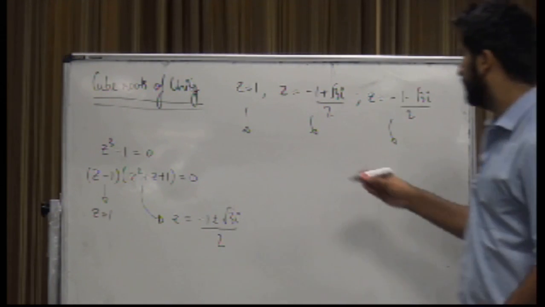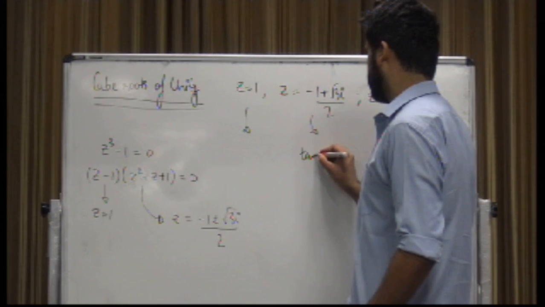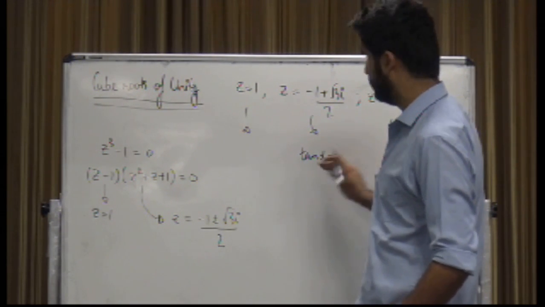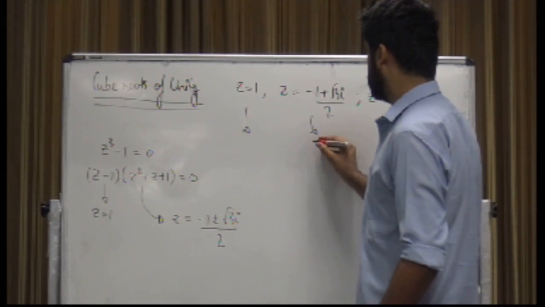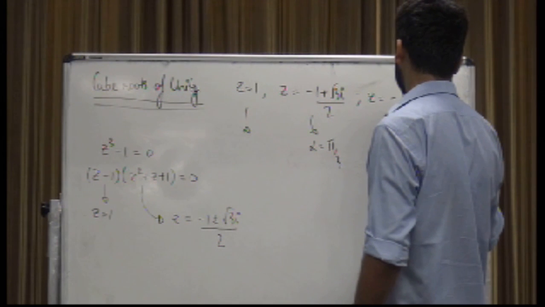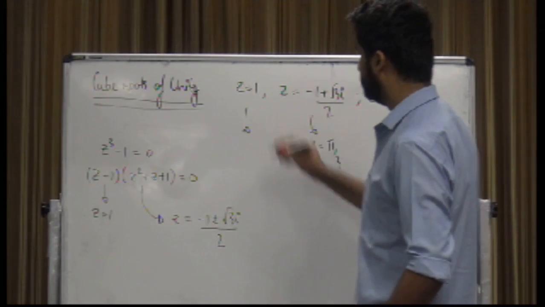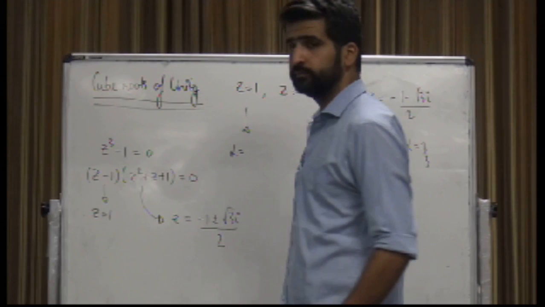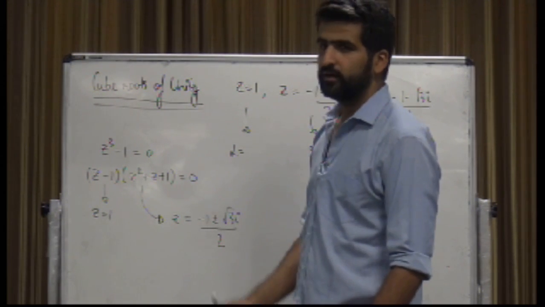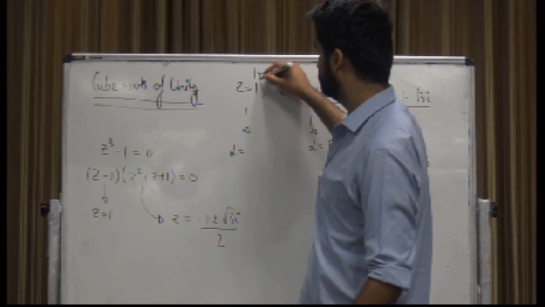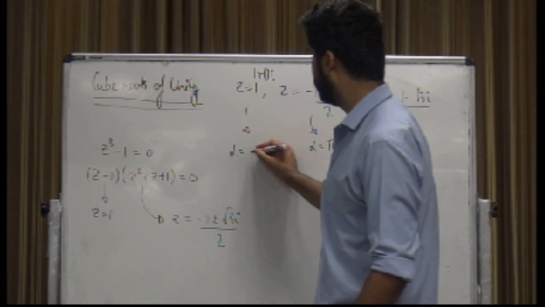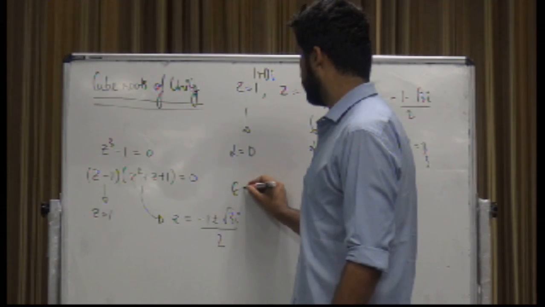So here tan alpha is equal to root 3. So alpha is equal to pi by 3. Even here alpha is equal to pi by 3. And here alpha is equal to what? 0. So this is 1 plus 0 iota, 0 upon 1. So alpha is equal to 0. So here theta is equal to 0.